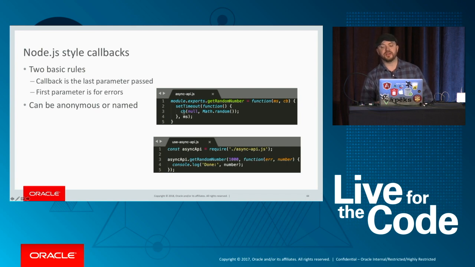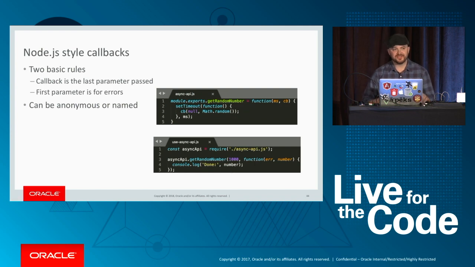And note here that when I invoke the callback function, I'm passing null. When I invoke the function, that first parameter is reserved for errors. So if an error doesn't occur, then we pass null instead. And then I pass a random number. So down below, you see me using this module. I'm requiring in the file from above, async API, and then I'm invoking the function that's been made public, passing the number of milliseconds as well as the callback function. So all I do is log that out after a number of milliseconds has passed.